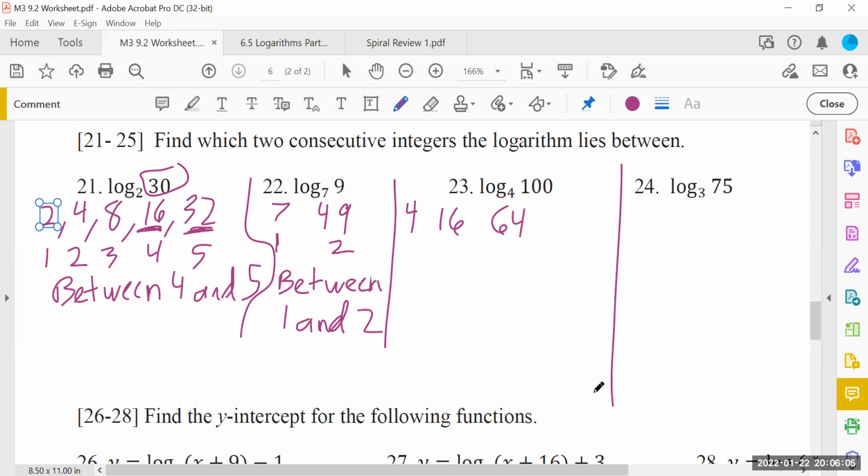So here, log base 4 of 100. 4 to what power makes 100? Okay, 4 to the 1st power, 2nd power, 3rd power. 4th power would be 64 times 4 again, and that's 256. And 100 is in between these two. So then this answer is between 3 and 4. 1, 2, 3, 4. Between 3 and 4.